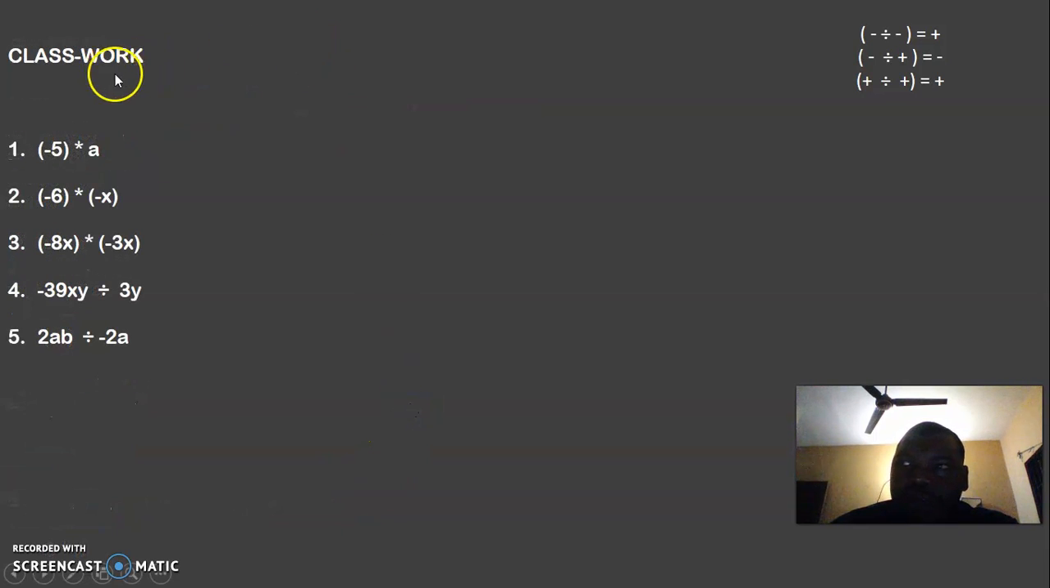This is a classwork, and you still remember this division rule when you are doing your classwork. So minus 5 times a. Just make sure you go through it again.